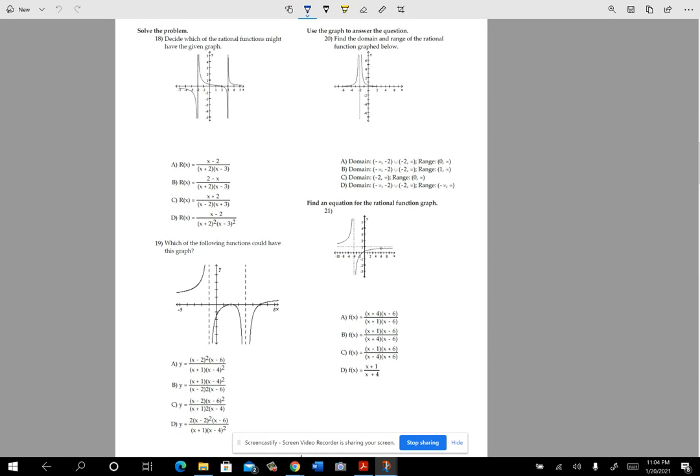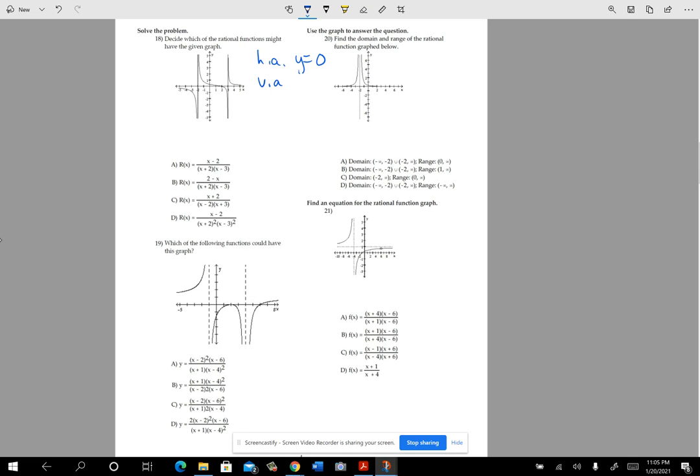All right, so decide which could have this graph. So we'll use process of elimination. All right, so we're going to look at it. I like to first look at the asymptote. So we have a horizontal asymptote, and that is at y equals 0, the x-axis.